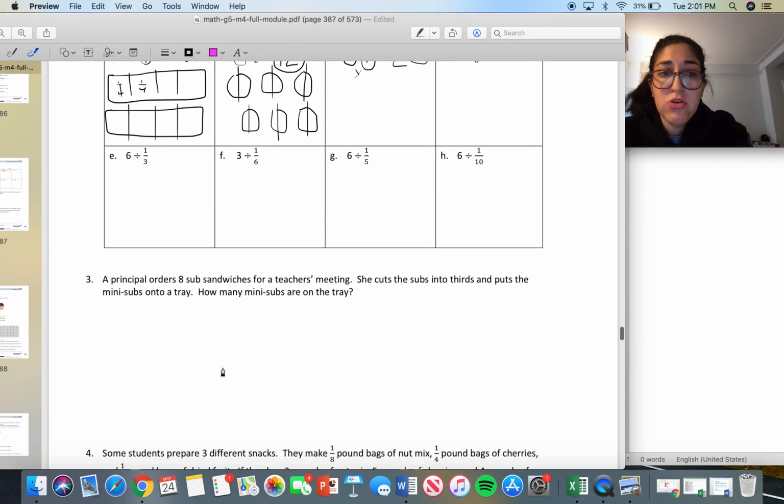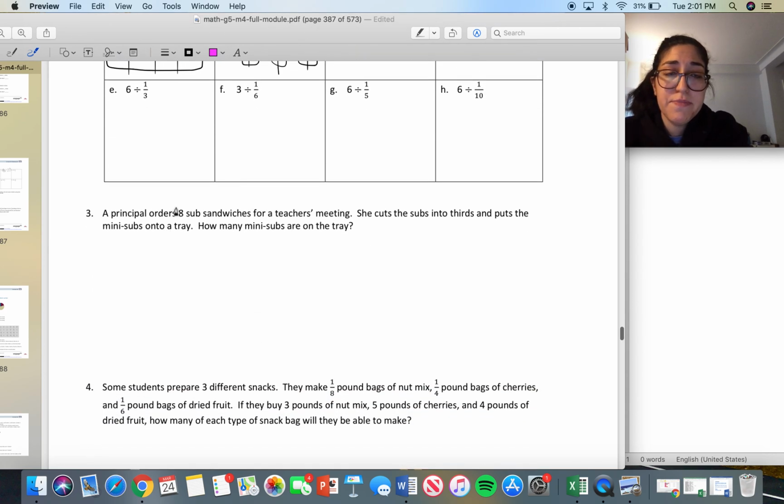All right, so let's go to number 3. It says a principal, Miss Jordan, ordered 8 sub sandwiches for a teacher's meeting. And I would be very happy about that. I love sandwiches. She cuts the subs into thirds and puts the mini subs onto a tray. How many mini subs are there? So let's think about this. A principal ordered 8 sub sandwiches. So how many whole sandwiches do I have? I have 8 of them.